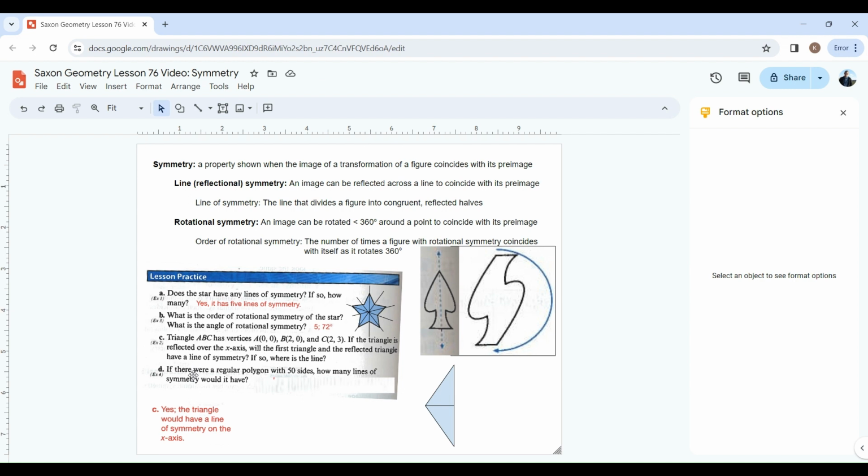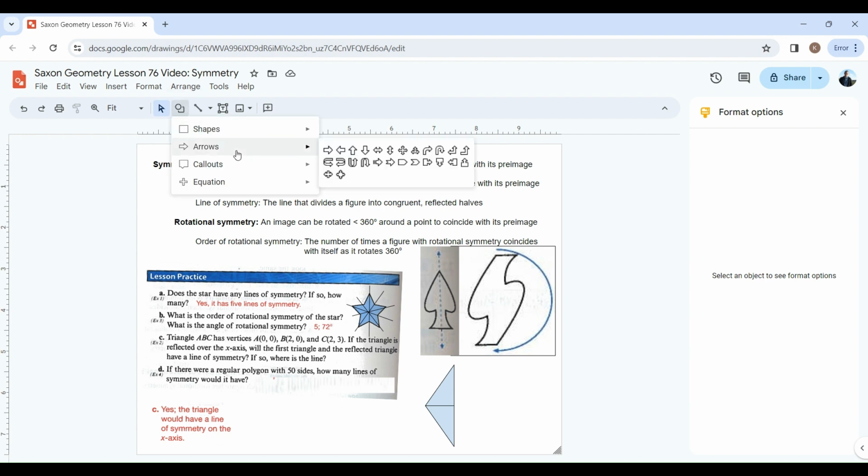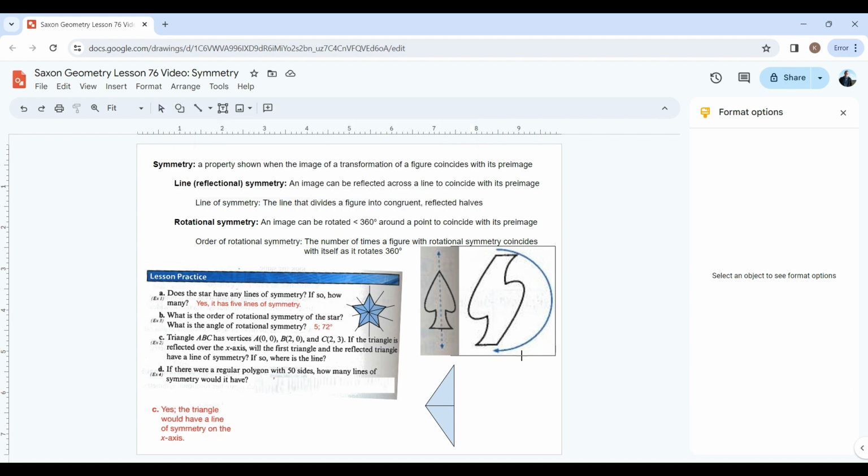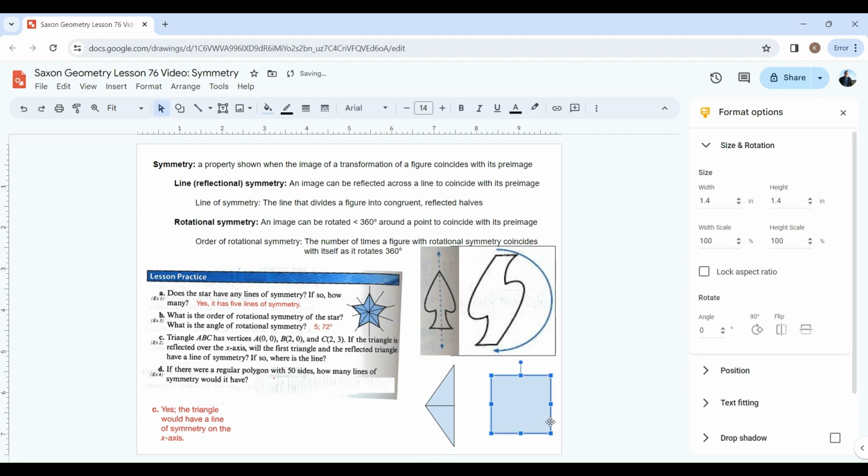Then letter D. If there were a regular polygon with 50 sides, how many lines of symmetry would it have? Okay, so here's the key. For regular polygons, they're going to have the same number of lines of symmetry as they have sides. Let's just explore that with a square. So according to this, a square should have 4 lines of symmetry. Now, this is maybe hard to visualize at first, but just bear with me. Here's one. I'm going to do my best to draw this in the right spot. I'm going to be off center a little bit. Oh, well. Okay, so one this way, one this way.